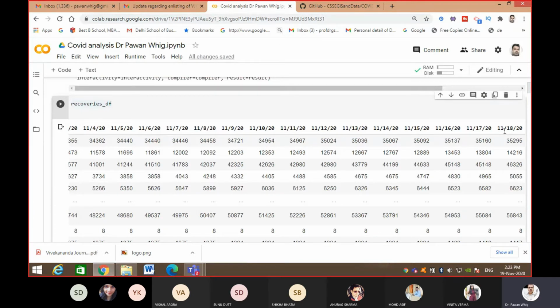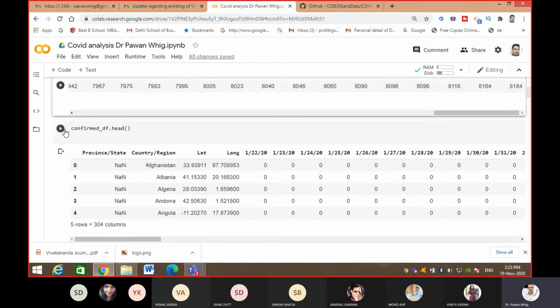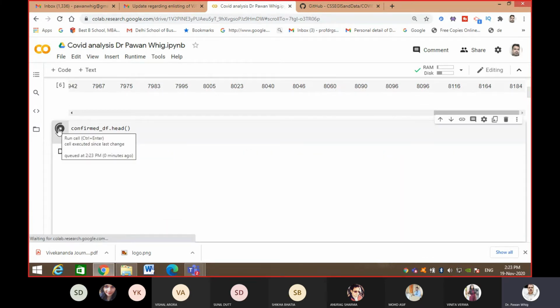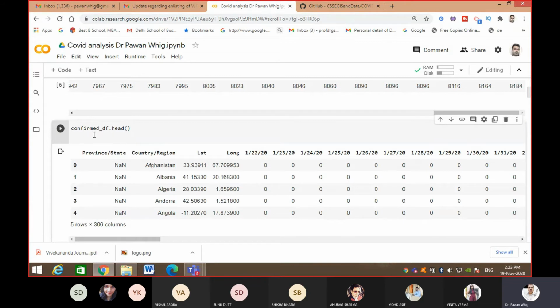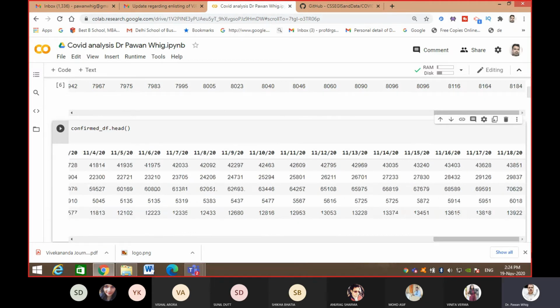This data is updated every day at 5 o'clock. So till 18th of November we have this data set. Similarly, if you want to see the confirmed, meaning the persons who are confirmed COVID positive, these are in Afghanistan. There are 43,851 COVID cases there, and there are 70,000 in the third one.